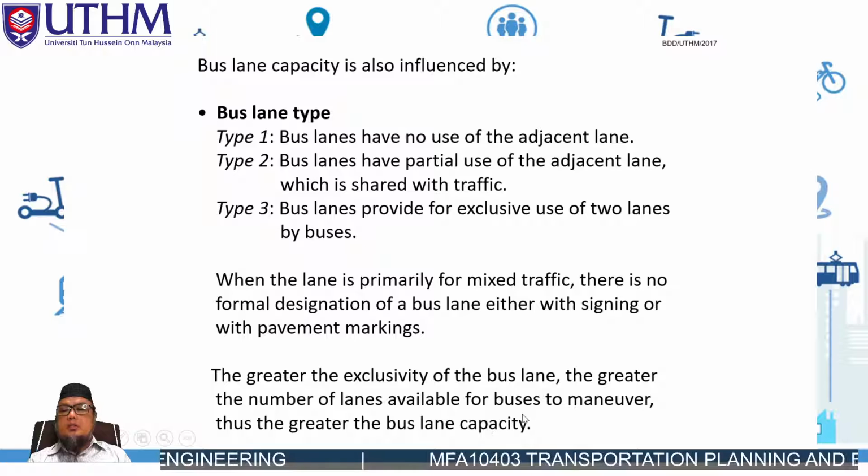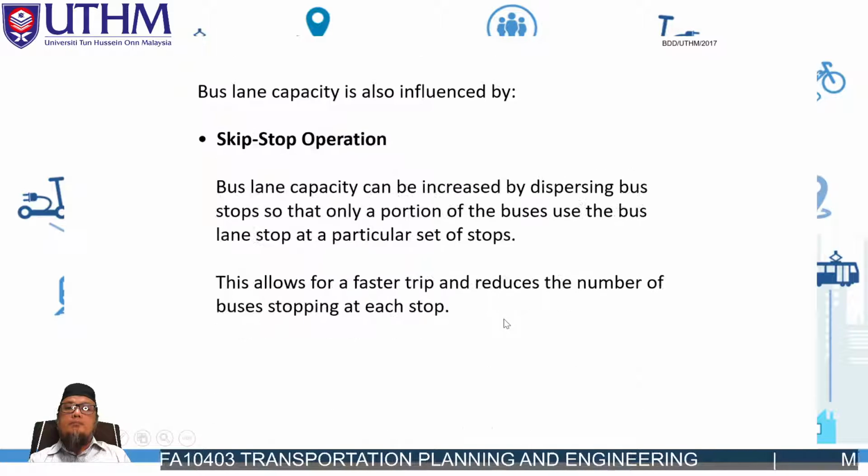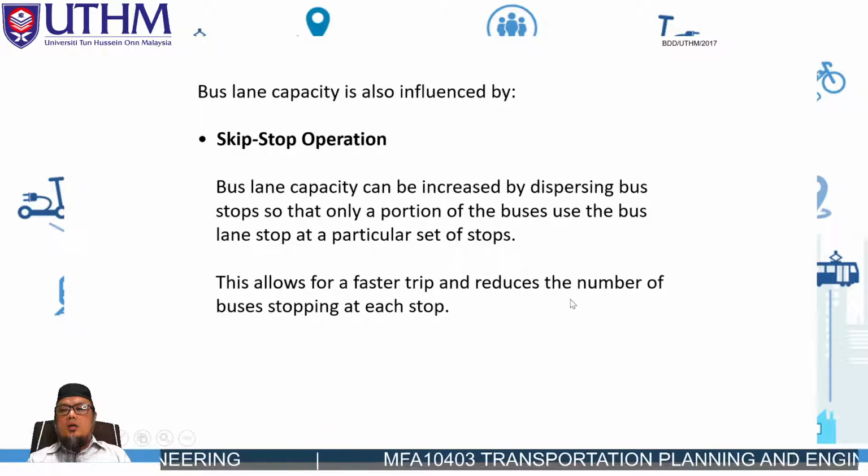bus lane capacities. It means if we can do exclusive bus lane, we can reach the capacity of the operation for bus lane services. Bus lane capacity is also influenced by skip stop operations. Bus lane capacity can be increased by dispersing bus stops so that only a portion of buses using the bus lane stop at a particular set of stops. This allows a faster trip and reduces the number of buses at each bus lane stop.